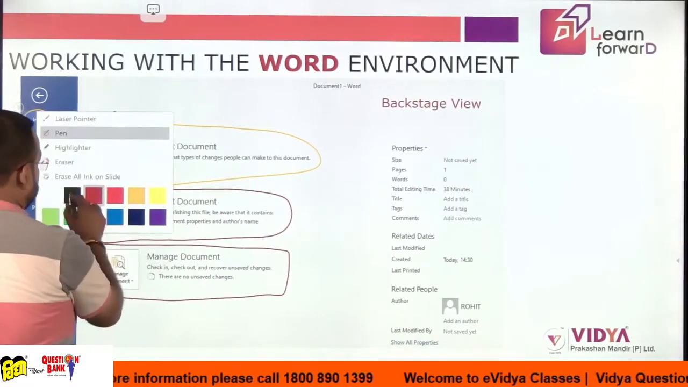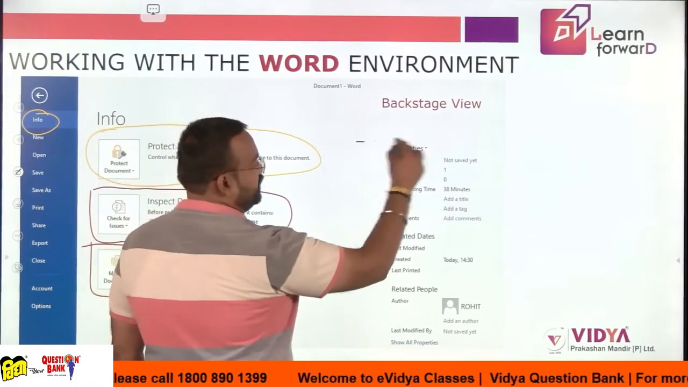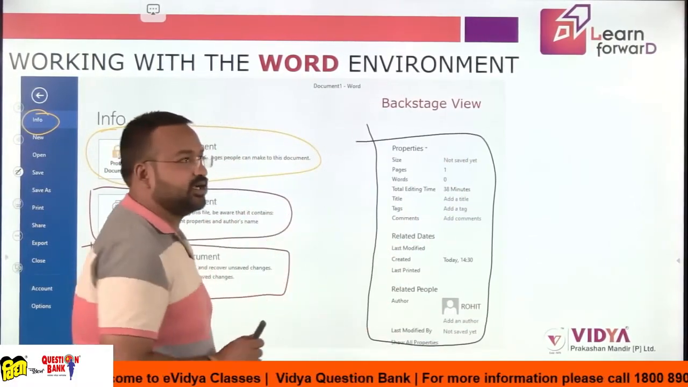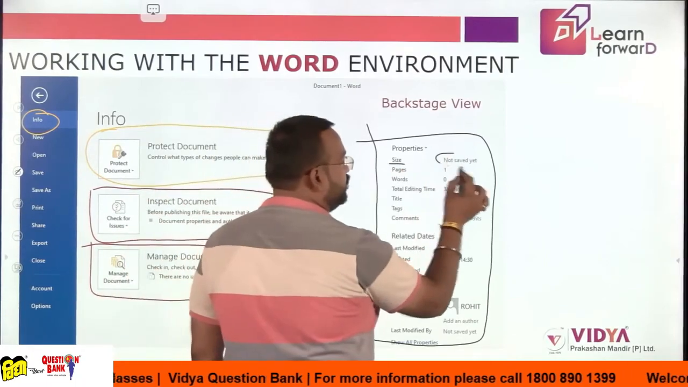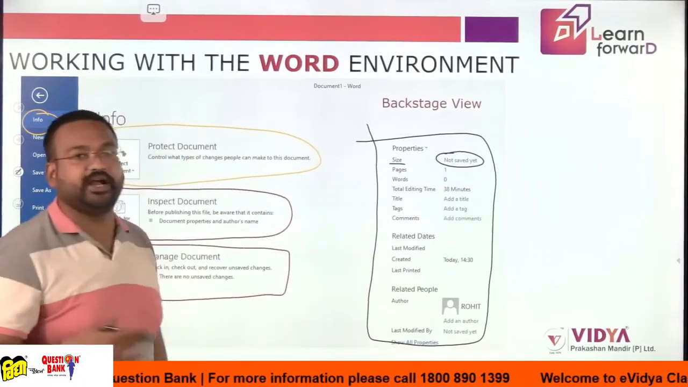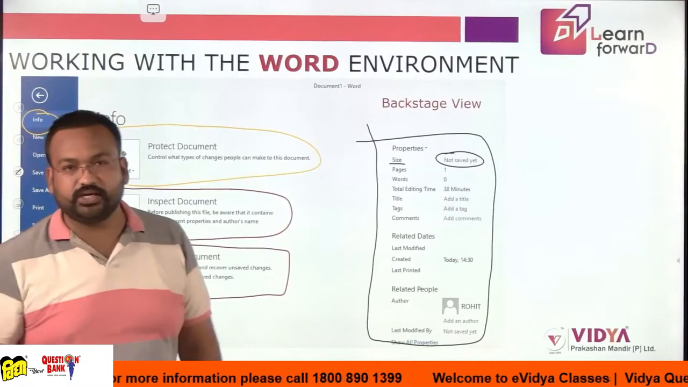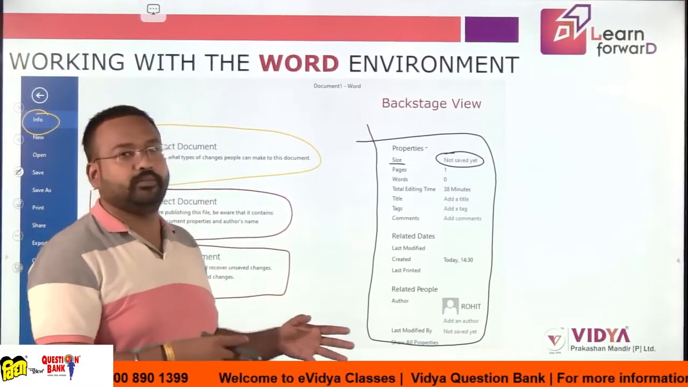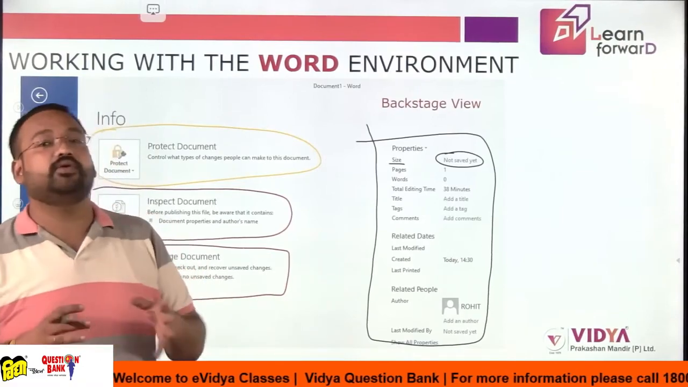At the last, these are the properties of your document. This property basically contains size, that would be in KB or in byte format, like our computer generally does whenever you are creating a file. It stores your file in the form of bytes, that is in the form of 0 and 1.